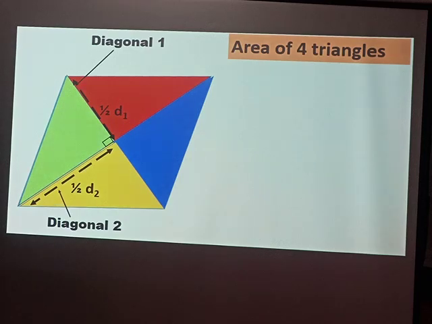Since we have the 4 triangles, our formula, basing on the 4 triangles, remember half of D1 is my base. A half of diagonal 2 is my height. So I will have a half times a half of diagonal 1, which is my base, times a half of diagonal 2, which is my height. And since I have 4 triangles, I will have to multiply by 4, because you can see I have yellow, red, blue, and green, and all those triangles are equal. That's why I'm multiplying by 4.